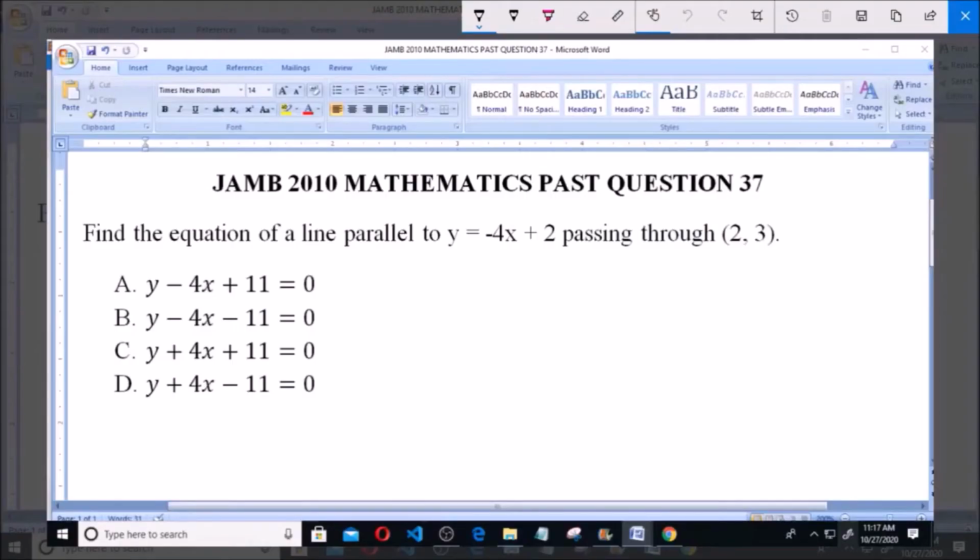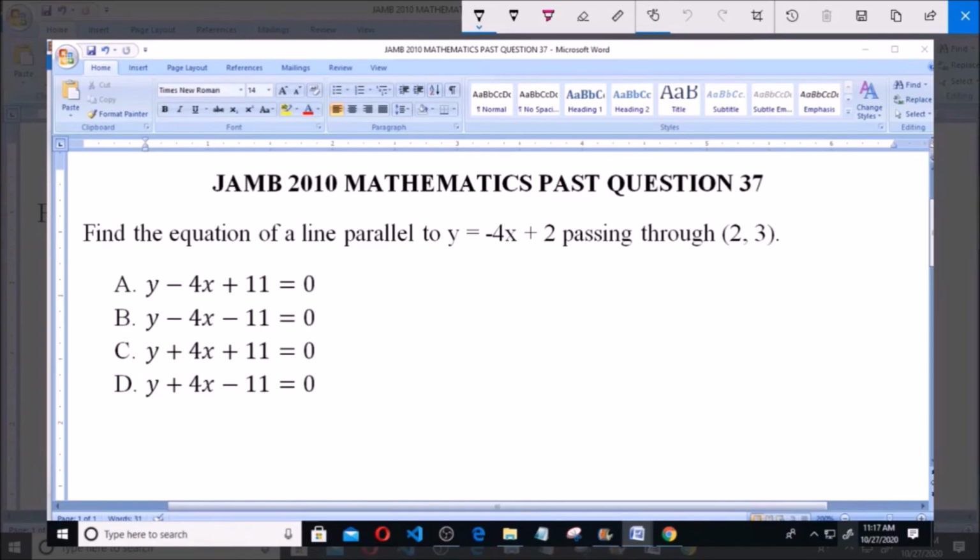I will be answering JAMB 2010 Mathematics Past Question 37. Find the equation of a line parallel to y equals minus 4x plus 2 passing through 2, 3. That's passing through that point with coordinates 2, 3. The options given are: A, y minus 4x plus 11 equals 0; B, y minus 4x minus 11 equals 0; C, y plus 4x plus 11 equals 0; and D, y plus 4x minus 11 equals 0.